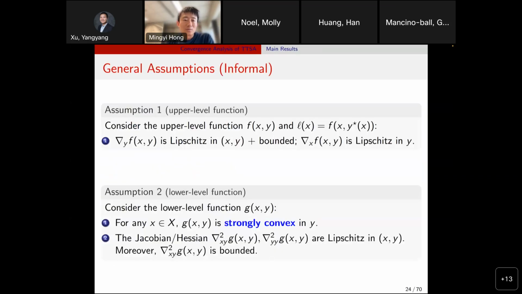More specifically, these are the assumptions that we need. We need to assume that the gradient for the upper level problem, the partial gradients of x and y, are Lipschitz.